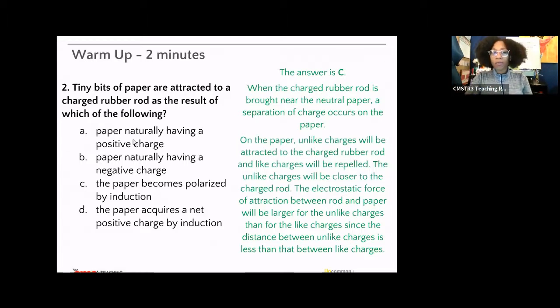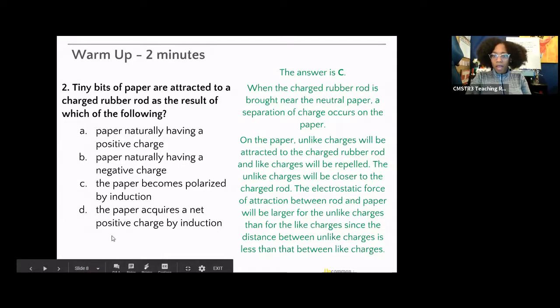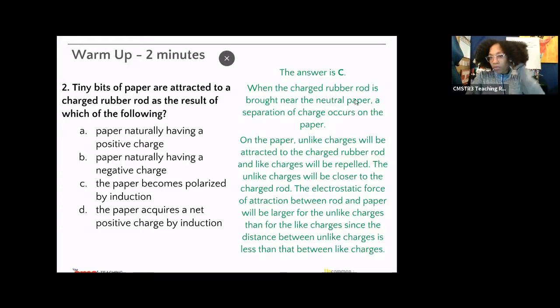For this one, A and B do not work because we don't know what charge the rubber rod has. We don't know if it's a positive or negative charge, so we can't assume the paper has either charge. Same thing down here, net positive charges don't really happen in induction, so it has to be C, and the only way you would really know that one is if you knew the definition of induction, which literally means to pick up a charge from another charged particle. So if you get a second, or if you didn't have a second to, please make sure you check out the Quizlets. It was just some vocabulary terms that go with the physical science section.